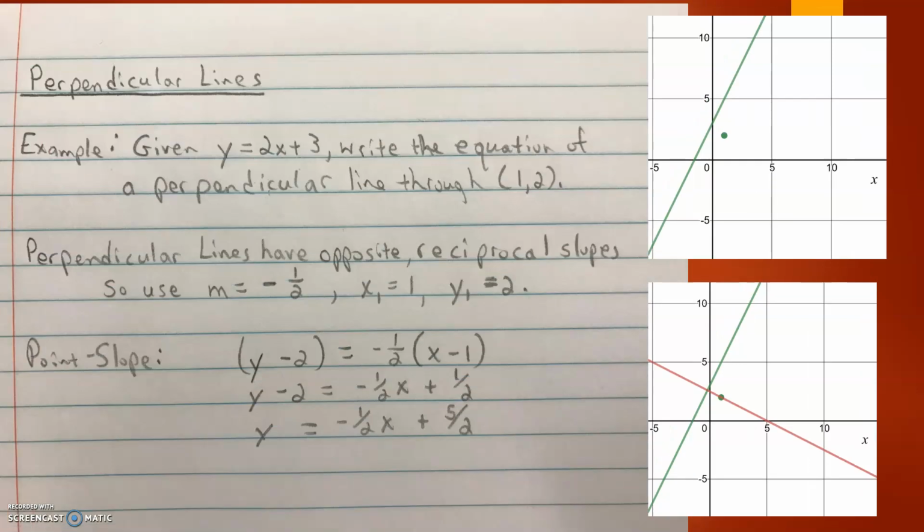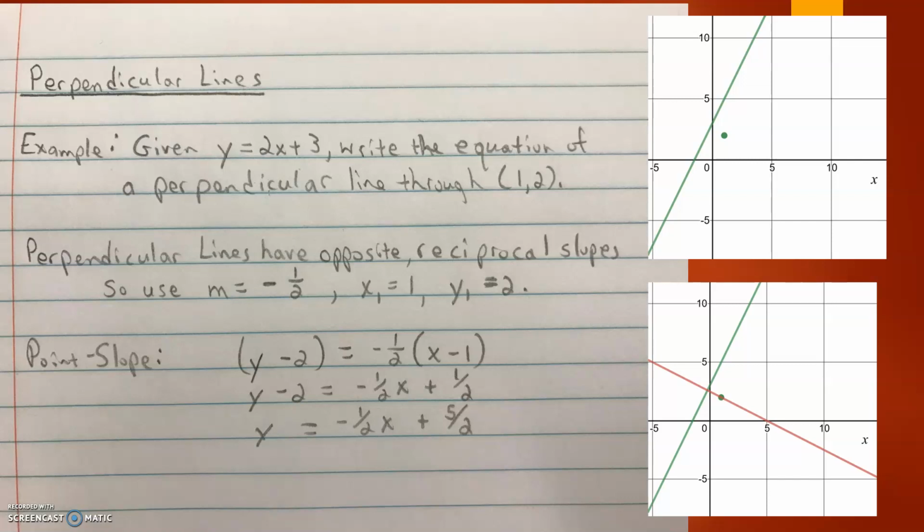Perpendicular lines. Here I'm going to use the same equation and point. Perpendicular to y equals 2x plus 3, but going through (1, 2) again. So that first equation has a slope of 2, but remember perpendicular lines, if I want to have the perpendicular slope, I need to treat that as a fraction, change the sign, and flip it. So the perpendicular line will have a slope of negative 1/2.